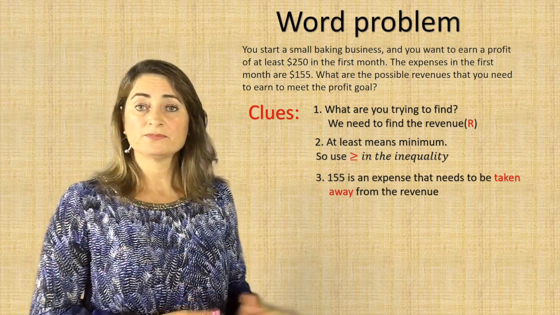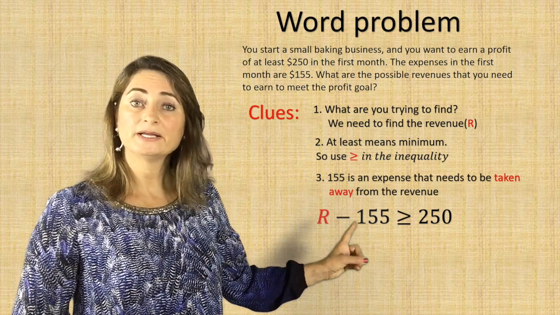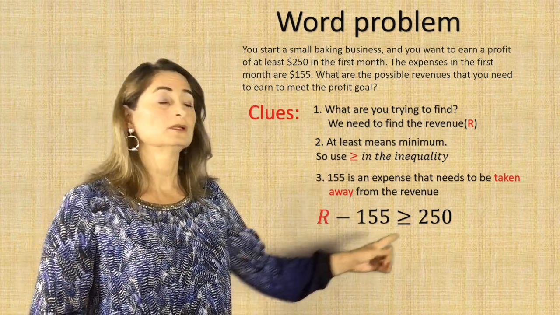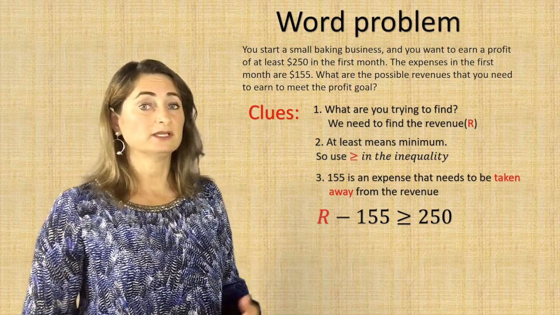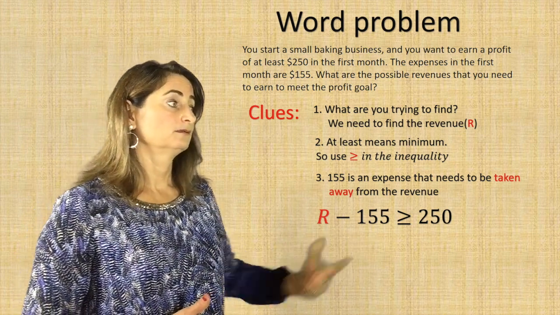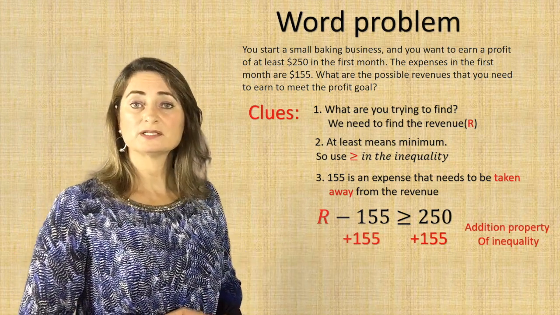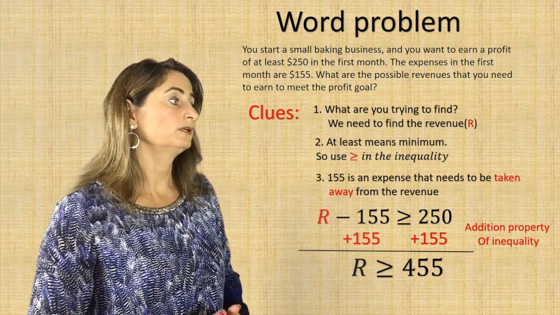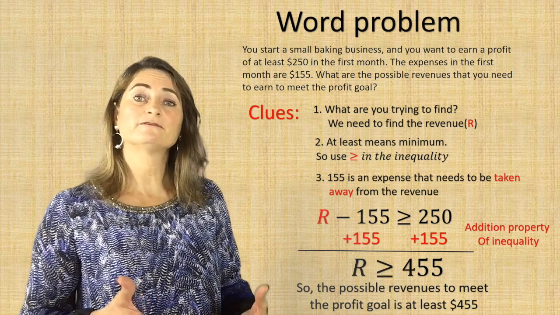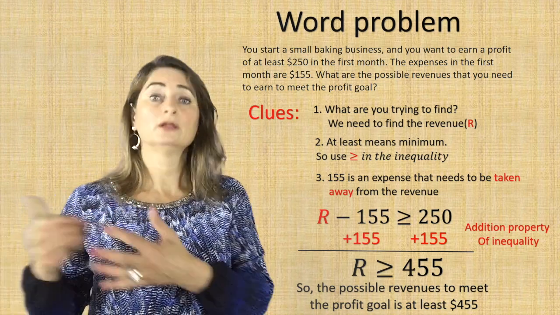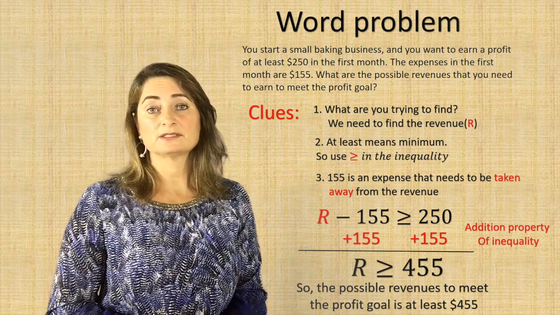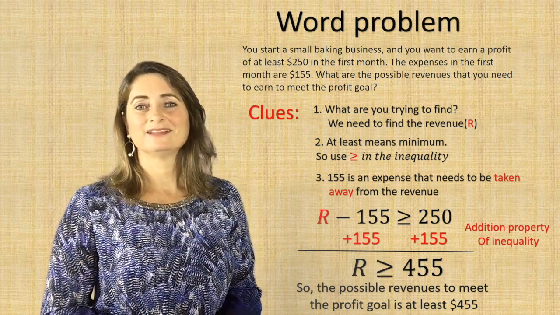So write your equation. R is the revenue, minus the expense, which is 155. Use the symbol more than or equal to 250 because I need at least 250 as profit. Add 155 to both sides of the equation to isolate R. You end up with R more than or equal to 455. So in the first month, you have to make 455 and more to meet the profit goal of at least $250.